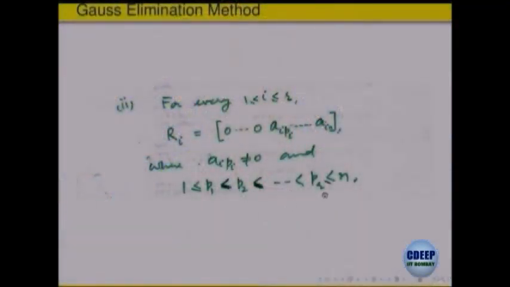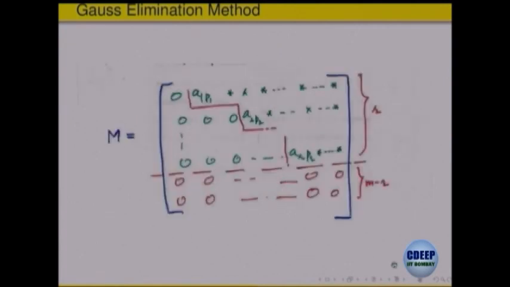So, the first non-zero entry comes at the p_i-th column. In P1 somewhere it comes. So the P2 non-zero entry should not come on the left side of that column; it should be only in a column numbered to the right of it. So that is the property of this P1, P2, ..., Pr. Okay, so this is what the matrix will look like.